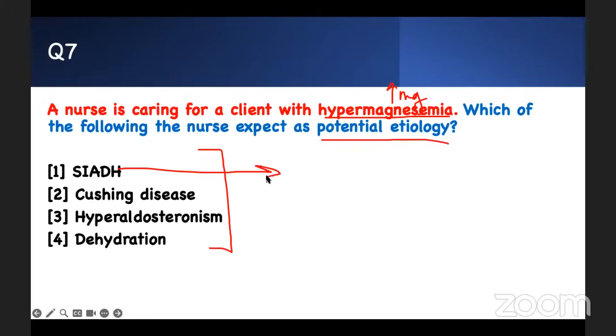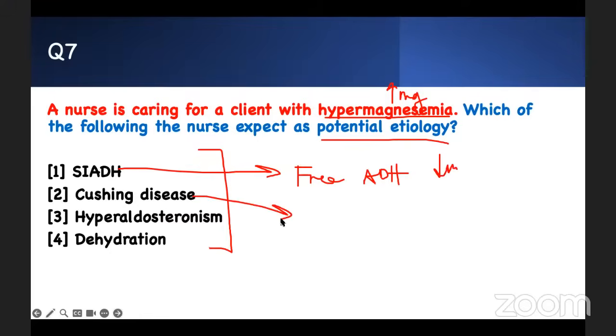This one, you know, SIADH, there's no way, everything is going to be diluted. You're absorbing too much fluid, free water, right? Free water from ADH. I'm bringing just content. When I answer a question, it's all content. You know, I know that free water is getting absorbed. So magnesium will go down.